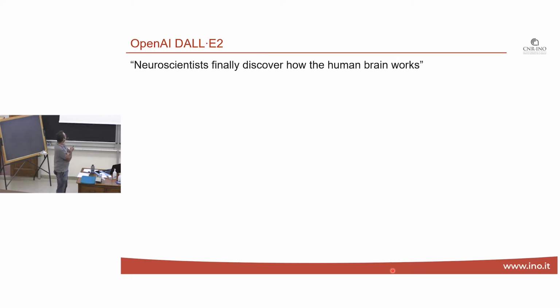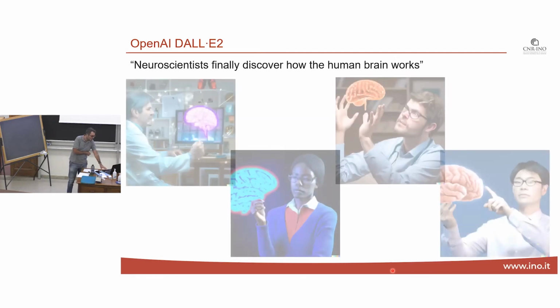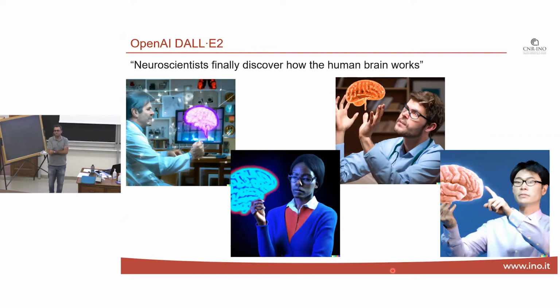And so I tried to enter this input. Neuroscientists finally discover how the human brain works. And this is what DALL-E produced. These 4 images, which I think it's pretty stunning. DALL-E still has some problems with faces. They're not perfect, but still, I think it's pretty impressive as an output from an artificial intelligence software. So I just wanted to end with this nice pictures, because it's super popular nowadays. In these very months, everybody's talking about this thing on the internet. So I just wanted to try it.